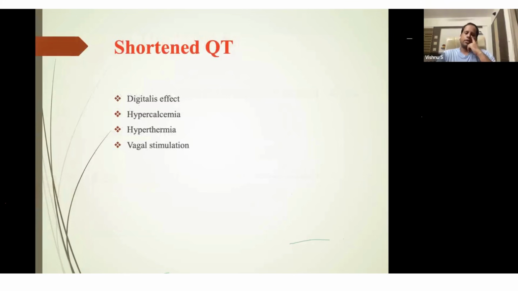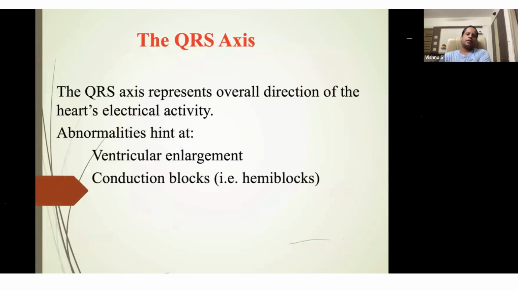So assessment of QTc is also important. Then the QRS axis. Actually, why you want to learn the QRS axis is limited. There is an application, and you have to learn this QRS axis determination very simply.